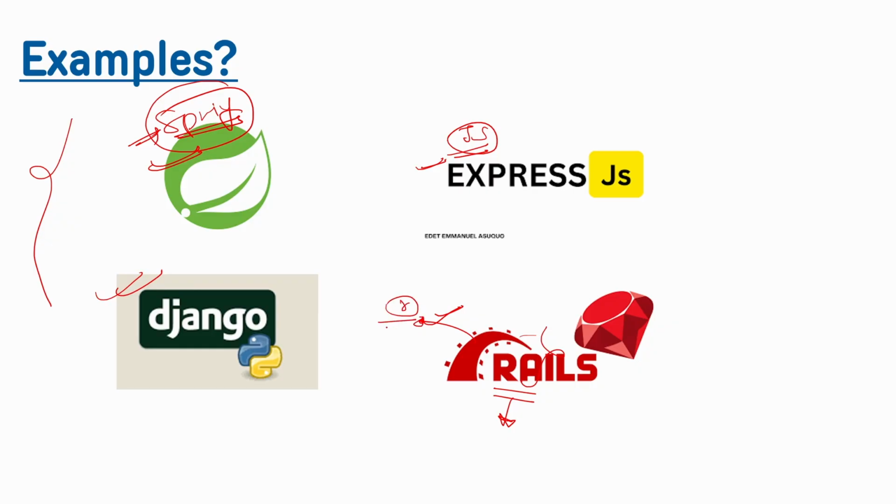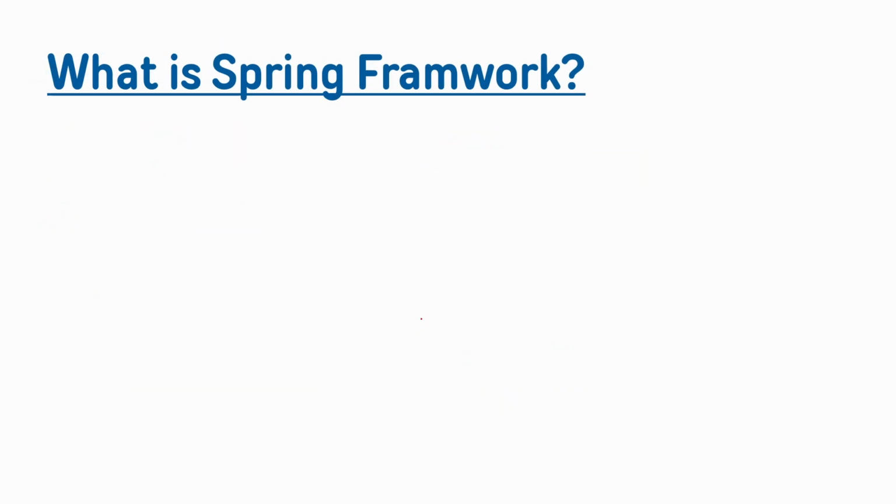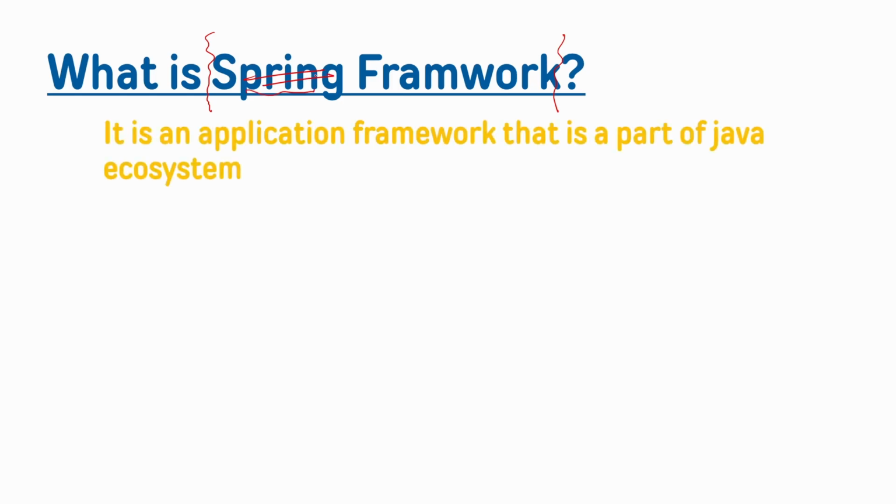So it saves time and money. Till now we have understood what a framework is, why there is a need for a framework, and what the advantages of using a framework are. Now, since in this course we are going to learn about the Spring framework, first we will try to understand what the Spring framework is. Spring is an application framework that is a part of the Java ecosystem. What is meant by application? Since it is used to develop applications, it is an application framework.